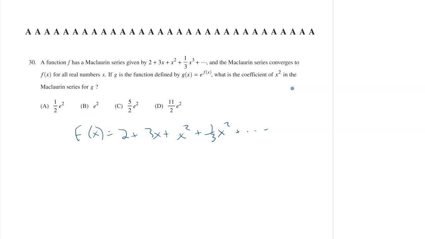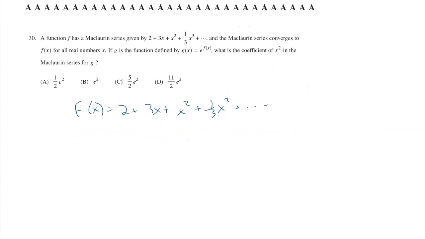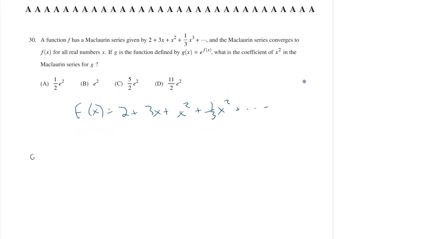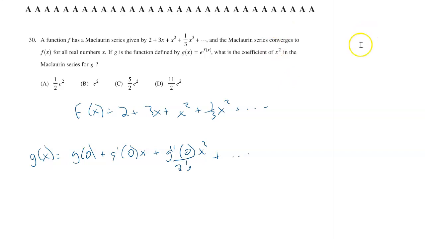What's hard about this one is I can't just do e to this and get an answer to that question. I really think the only way to do it, okay, I got it. I'm going to think about the general formula. The Maclaurin series for g is going to be g of 0 plus g prime of 0 x plus g double prime of 0 x squared over 2 factorial, and you'd keep going with the Taylor series. So the coefficient for x squared is g double prime of 0 over 2 factorial, and that's the answer to my question.